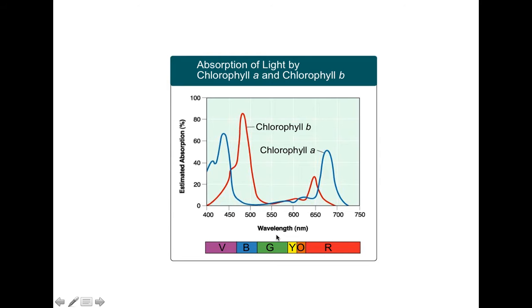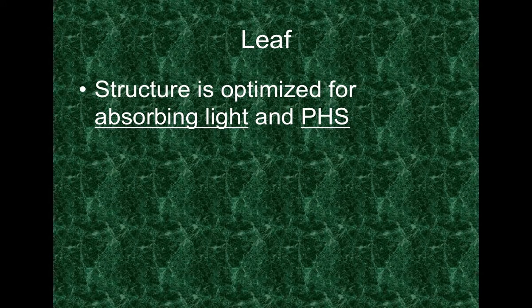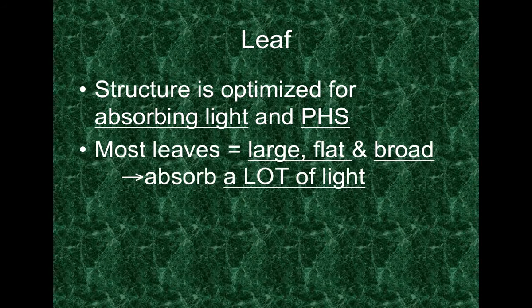Now, if we think of a plant where most of the green color is on the leaves, the structure of a leaf is actually optimized. It's actually designed to absorb light and undergo photosynthesis. If you think about a maple leaf or an oak leaf, they are large, flat, and broad, and that is designed to absorb a lot of light while it is available. That's all they are doing. They are literally photosynthesis factories.